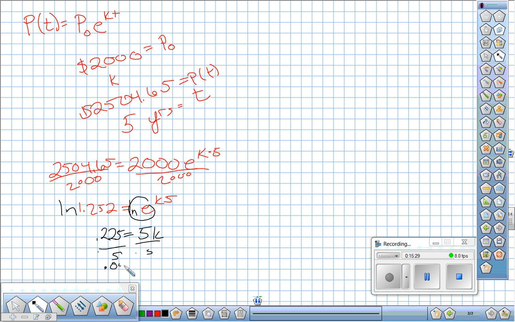0.045 equals K, which if I said you will earn a 0.045 interest rate, everybody's like, oh, that's absolutely awful. So make sure you actually change things to a percentage. So K, we're really going to say equals 4.5%, because that's just how we're more used to hearing things.